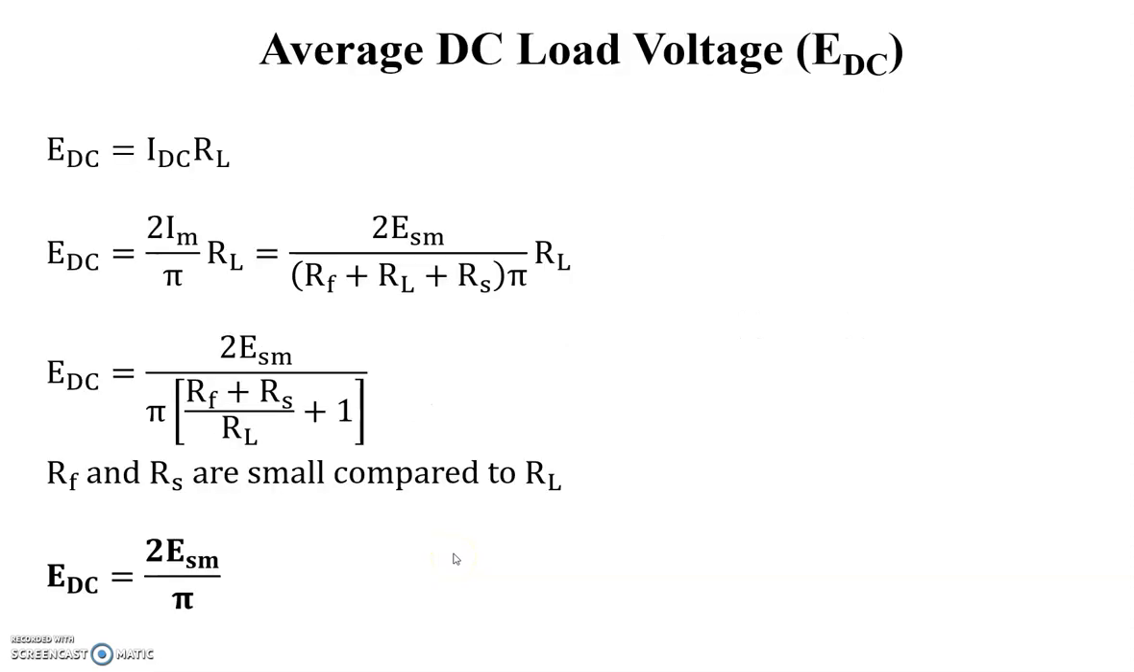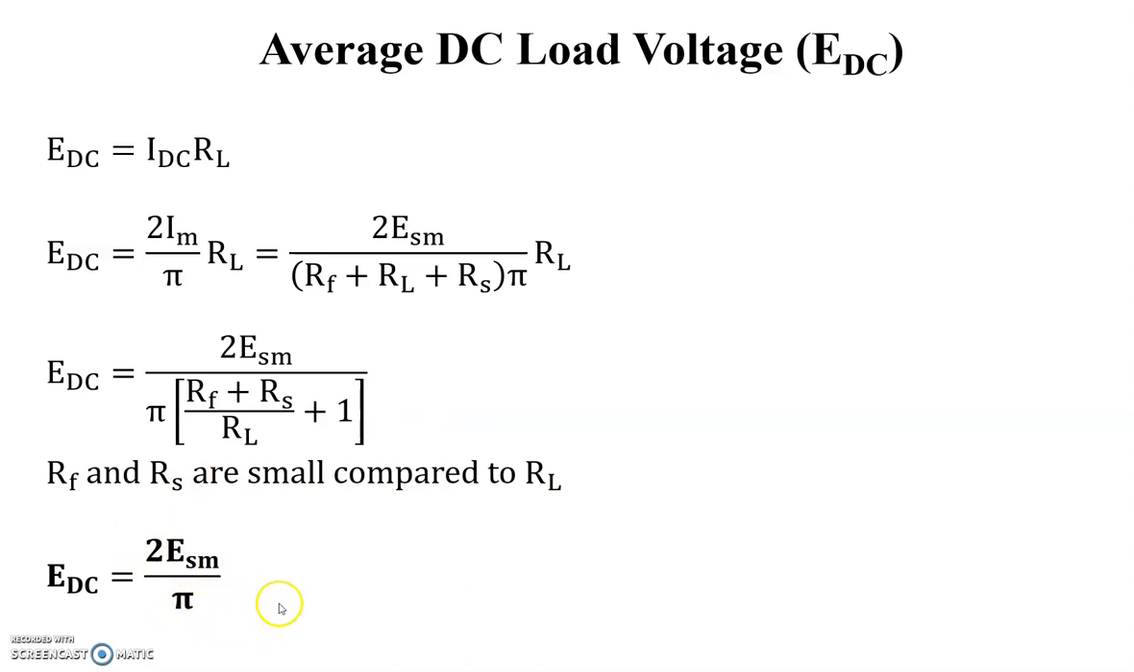Next we will move on to the average DC load voltage. It is the product of the average DC load current and the load resistor RL. Substitute the value of IDC, that is 2Im by pi, and also Im, which is nothing but Em by RF plus RL plus RS. RF and RS are small compared to RL, so that EDC is equal to 2 Em by pi.